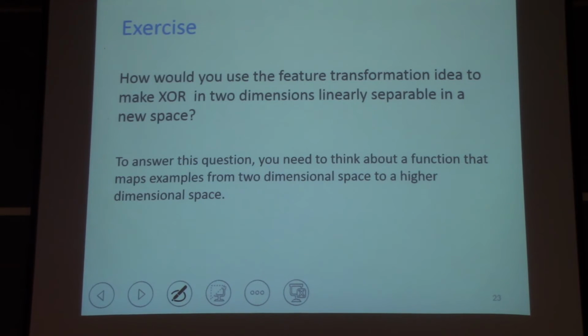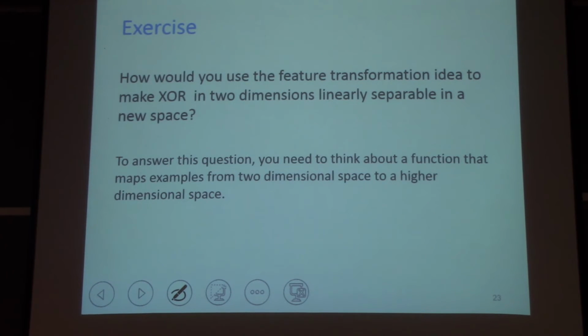What I want you to do is create a function that maps x1, x2 to some new space where you can just draw a plane to separate it out. And the hint that I want to give you is that you can't do it in 2 dimensions. You need to introduce an additional dimension. Think quadratic functions. I'll come back to this in the next class because I do want you to think about this. And maybe in the next lecture, some of you can tell me what the answer is.